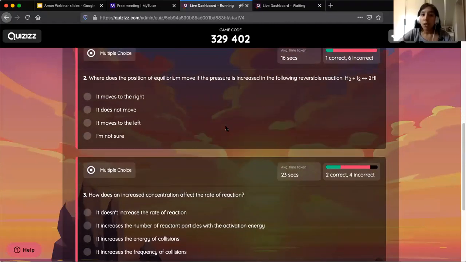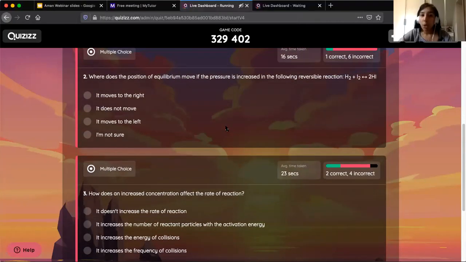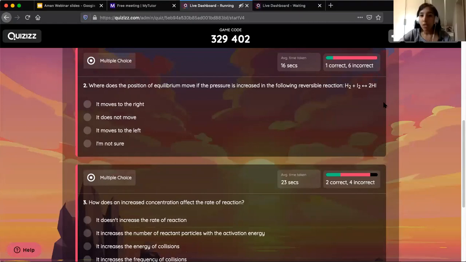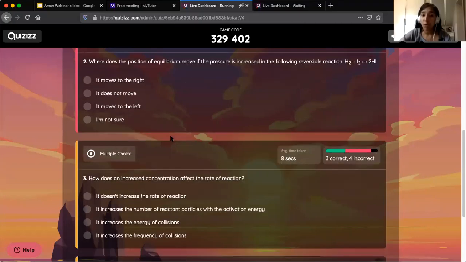The second question is, where does the position of equilibrium move if the pressure is increased in the following reaction? What do we think? Actually, the position of equilibrium doesn't move in this case, and that's because there are 2 moles on the left, 1 mole of hydrogen and 1 mole of iodine, and 2 moles on the right. For those of you that got it incorrect, the reason is that there are an equal number of moles of gas on both the left and the right, so the position of equilibrium doesn't move.